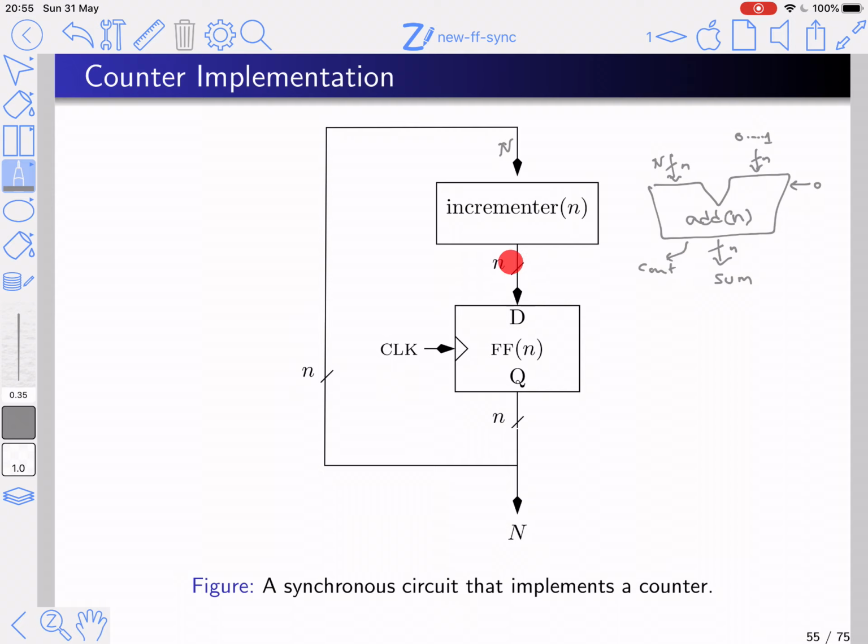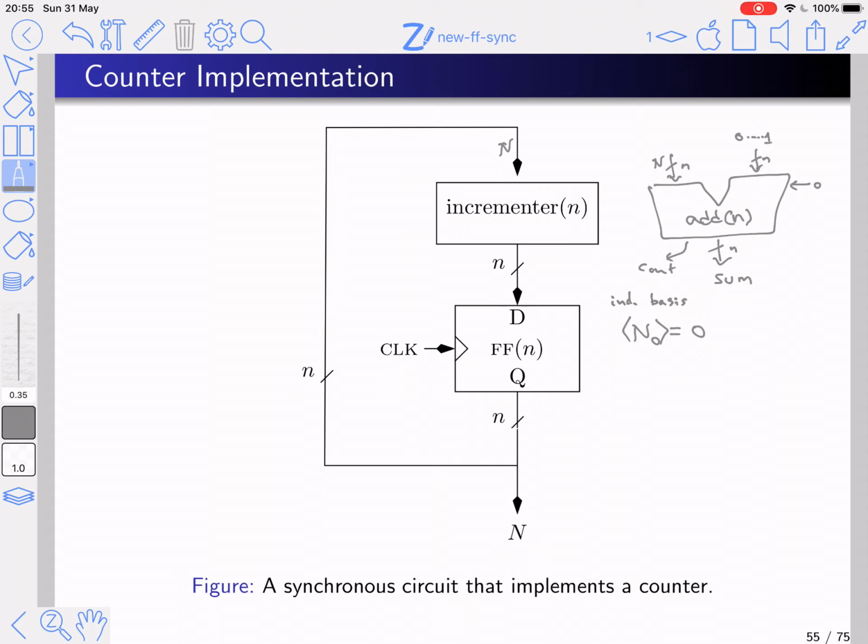We take these n bits, we feed them to a register of width n, controlled by our clock, and this is the output of the Q. Okay, so we claim that this is a correct circuit. Let's see why. We need to prove it by induction. What is N0? Well, N0 is 0 because we assume that the flip-flop is initialized to all zeros. Okay, so this would be the induction basis.